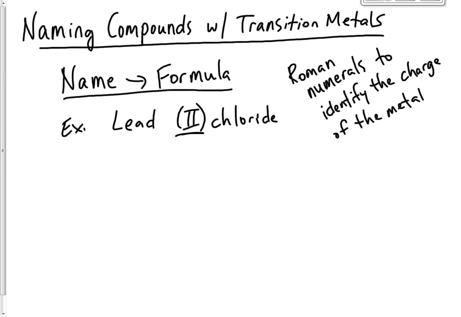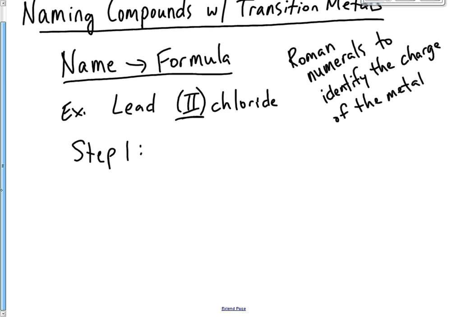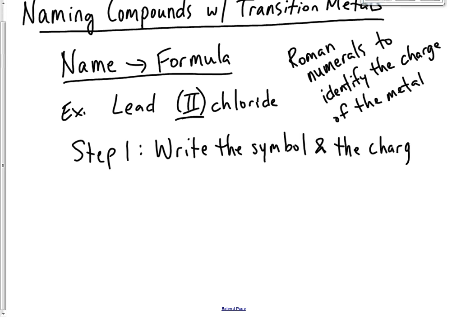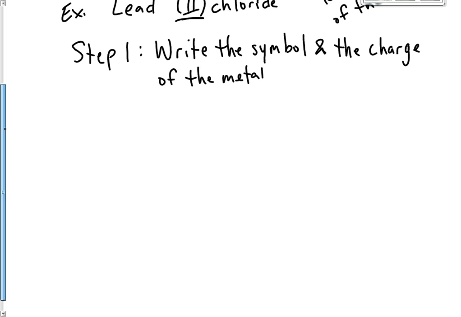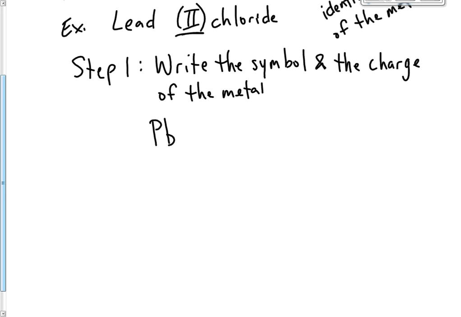Okay, so step number one. All of this is very similar to what you've already been doing. Step number one is to write the symbol and the charge of the metal. The good thing about transition metals is you don't have to look at the periodic table to determine what the charge is. It's given to you right there in the name, lead 2 chloride. So lead is Pb, and 2 tells you that it's a 2+ charge. Then you're going to write the charge for the nonmetal. Chloride is chlorine, so Cl. You look back at your periodic table, and chlorine is in the 7th group, and it always makes a -1 charge.